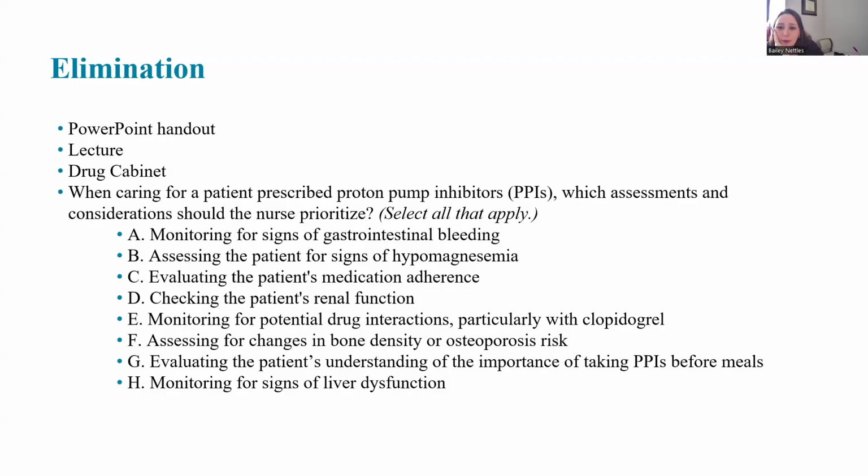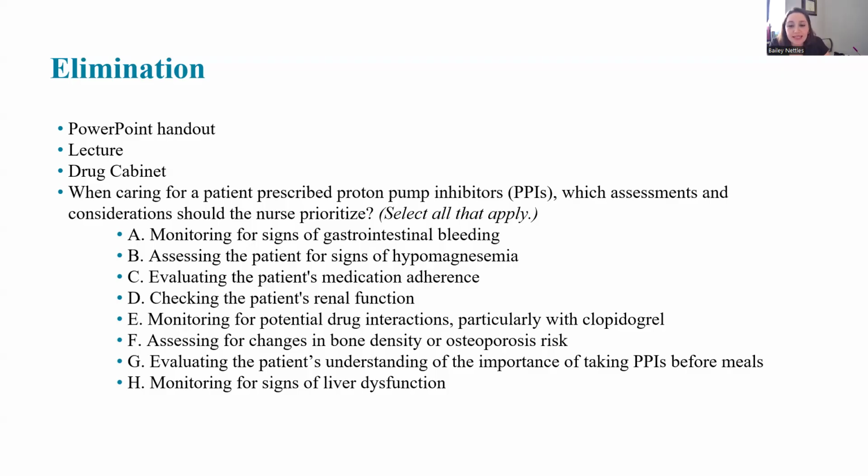Assess the patient for hypomagnesia. No, they cause hypocalcemia and osteoporosis. Okay. Evaluate the patient's medication adherence. Definitely want to do that, always, right? Monitor patients for the potential of drug interactions, particularly clopidogrel, which is an anticoagulant. No, because PPIs do not have an interaction with blood thinners.